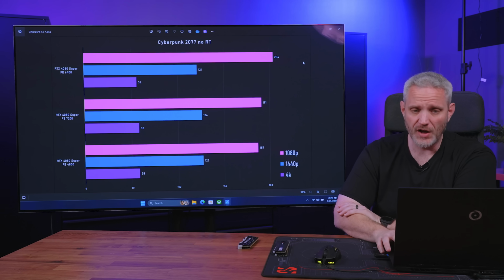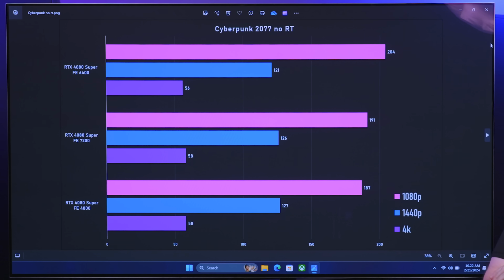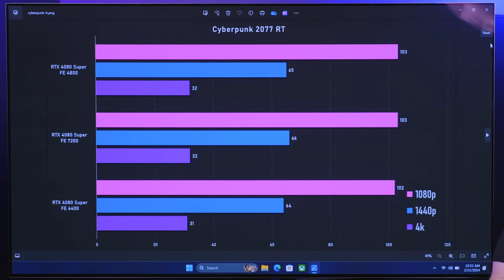But as soon as you turn on RT, now we're GPU bound, right? We're very GPU bound because the GPU is having to do all that post-processing, which means the CPU is not trying to deal with 200 frames per second, it's dealing with half that at 103 frames per second, 103, 103, and 102. Again, the 4800 on top, margin of error. This is 100% margin of error here.